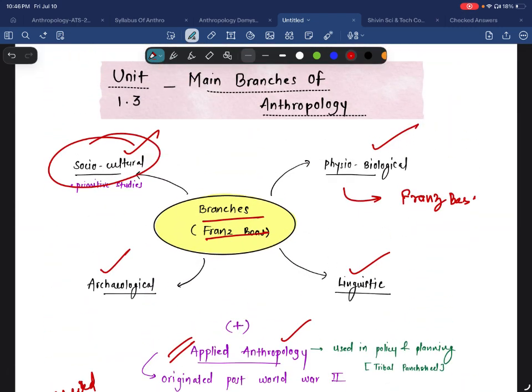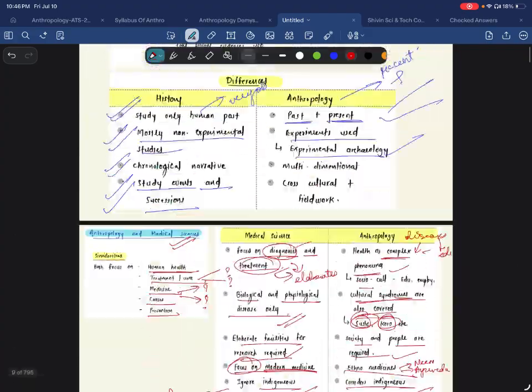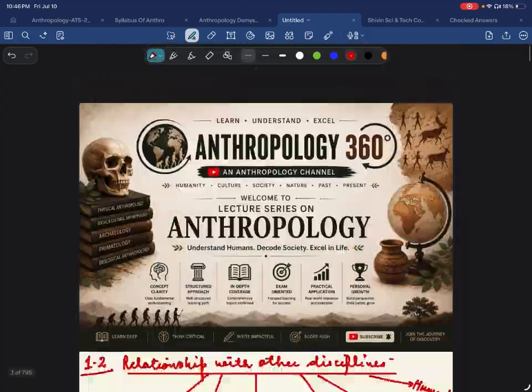Let me give you a quick recap. Franz Boas classified anthropology into four branches: socio-cultural, biological, linguistic, archaeological. Then we talked about socio-cultural, in which we generally talk about the society and cultural aspect of anthropology. In biological, we talk about bio and physical. Linguistic is generally related to language, and archaeological is simply the reconstruction of the past. So, I hope this is clear, it is a very small topic.